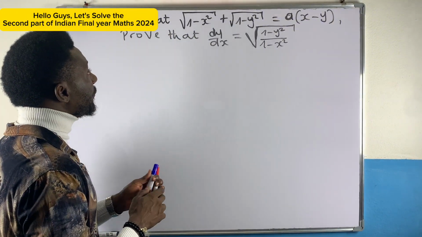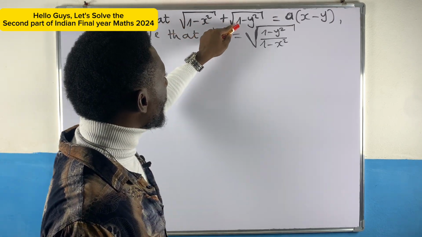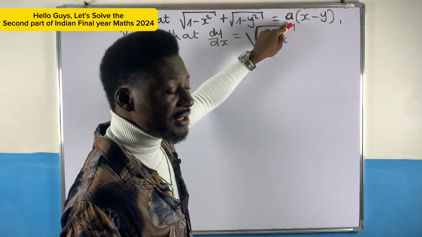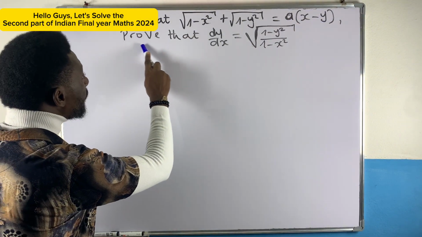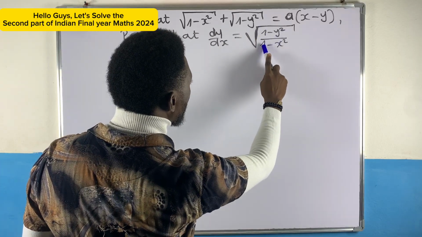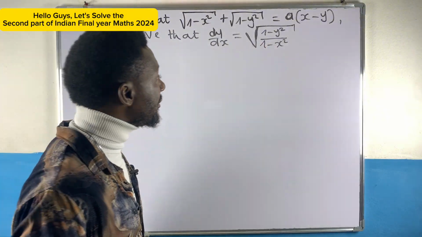Now, we are given this radical that the root of 1 minus x squared plus the root of 1 minus y squared equals a into x minus y. a is obviously a constant. And we are asked to prove that dy/dx is equal to the root of (1 minus y squared) divided by (1 minus x squared). So the first derivative, which is dy/dx, should be equal to this.